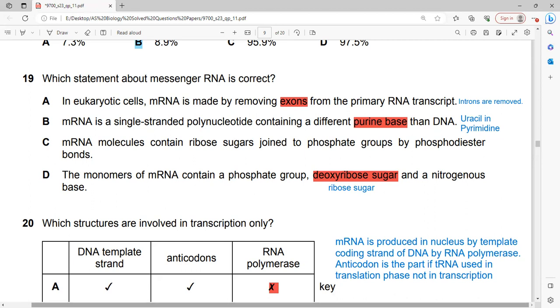Monomers of messenger RNA contain a phosphate group and deoxyribose sugar. Here, ribose sugar is present, so this is the wrong option. So here, C is our correct option.